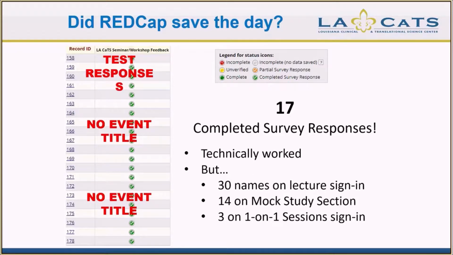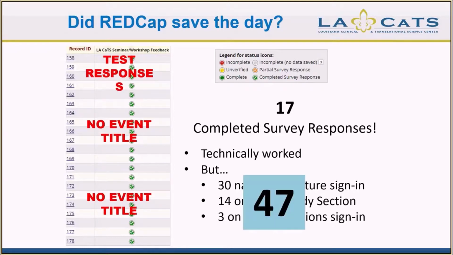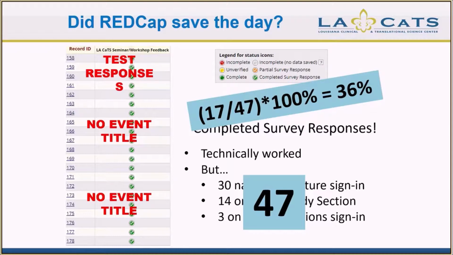Well, 17's not terrible, but there were 30 names on the lecture sign-in, 14 on the mock study section, and 3 for the one-on-one sessions. For anyone doing the math quickly, that's 47 potential responses. 17 out of 47 is not pretty. That's not a great response rate.